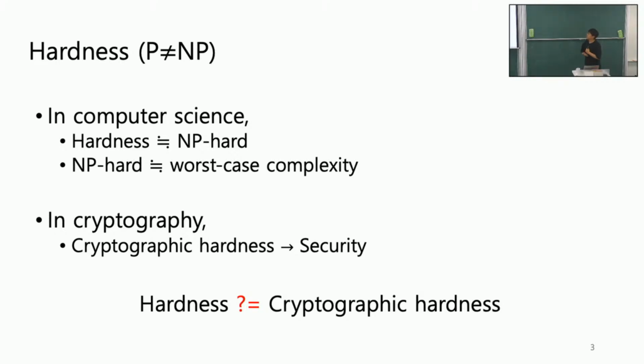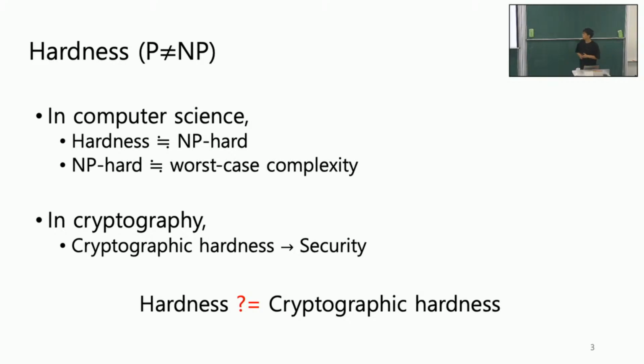Then let's start with hardness. In computer science, hardness roughly means NP-hard. An NP-hard problem is at least as hard as any NP problem, which means that when you can solve an NP-hard problem, then you can also solve any NP problem in polynomial time. Moreover, NP-hardness gives the worst-case complexity, which means that a specific problem is hard on some instances.